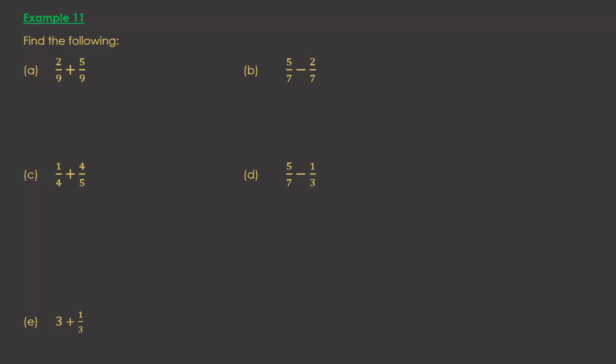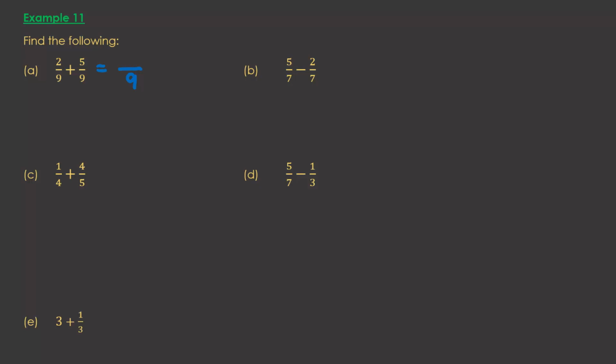Find the following. Now, with the first example here, we've got the same denominator. So it's very straightforward. We're going to keep that denominator. Remember, you don't do anything like add the denominators. The denominator is 9, and we stick with that denominator. I'm just mentioning that because it's a common fault that I see students do.